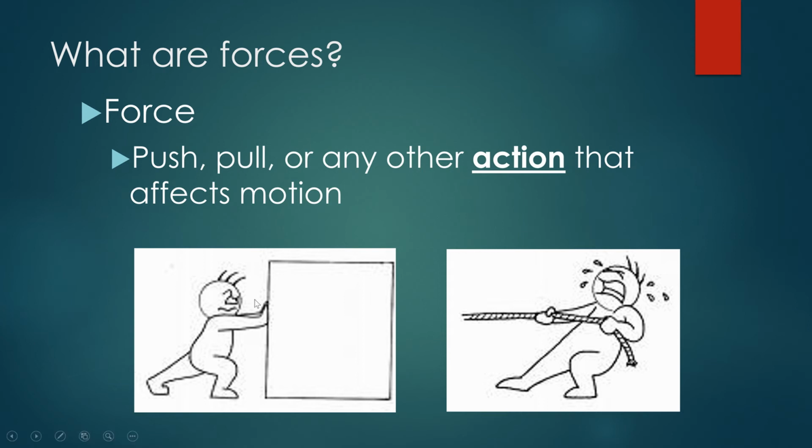So here we see this guy, he's pushing a box. It seems like he's pushing it pretty hard, and the box is presumably moving to the right. And this guy is pulling on a rope, and you could see he's using a lot of force here, and he might be pulling something or maybe playing tug of war or something like that. So there is force happening here.